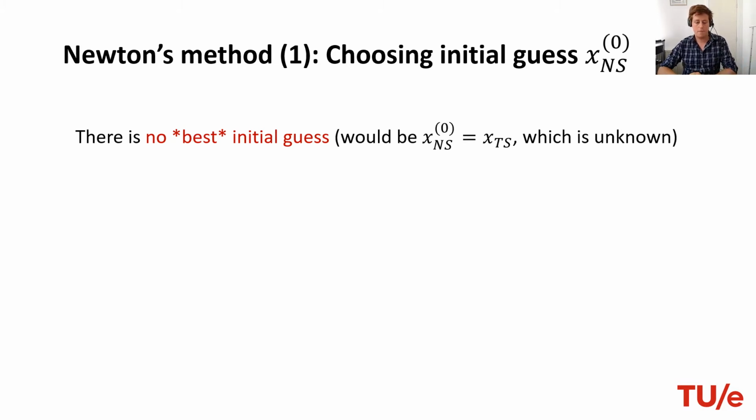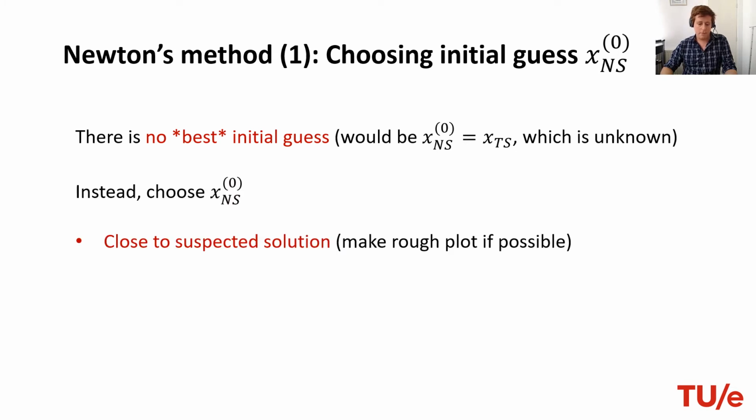iterations of the method. Now, the first thing to note here is that there is no best initial guess to start the method. Well, obviously the ideal guess would be the true solution, but that is not known. But it's also important to note that Newton's method, as we will see, is quite sensitive to the choice of the initial guess. So instead, we actually follow some heuristic rules in order to choose this initial solution.